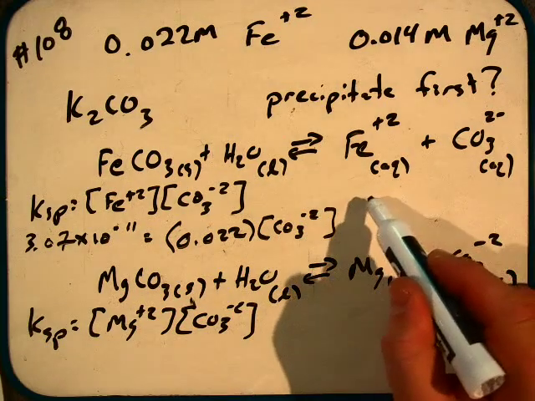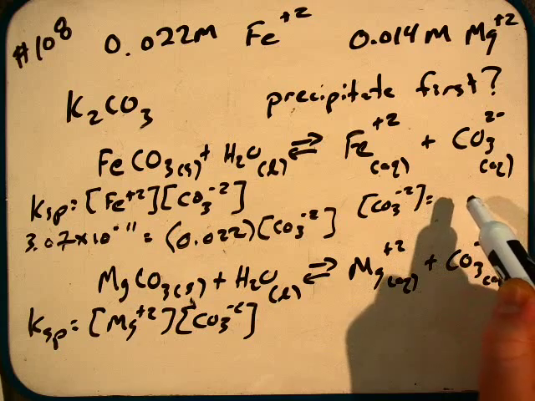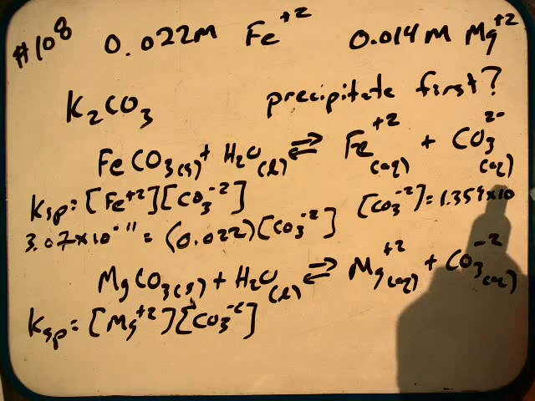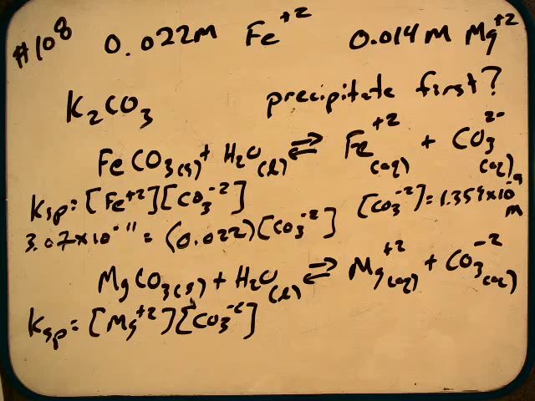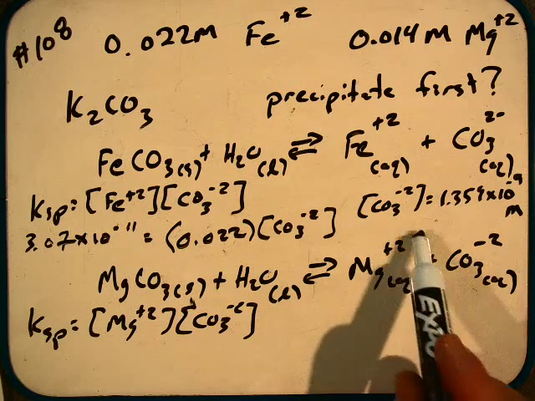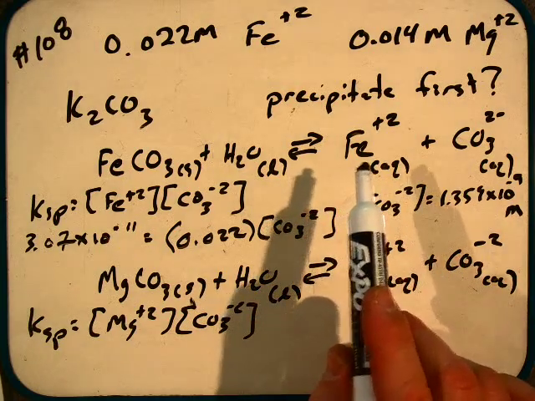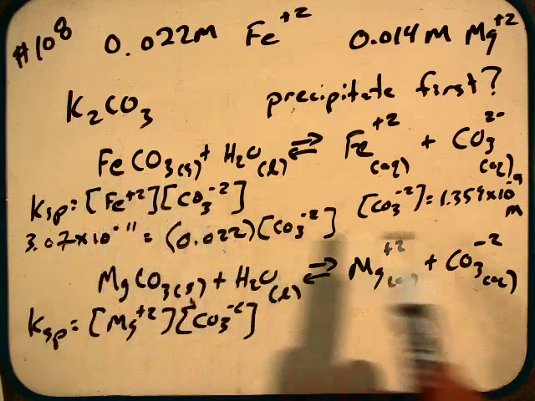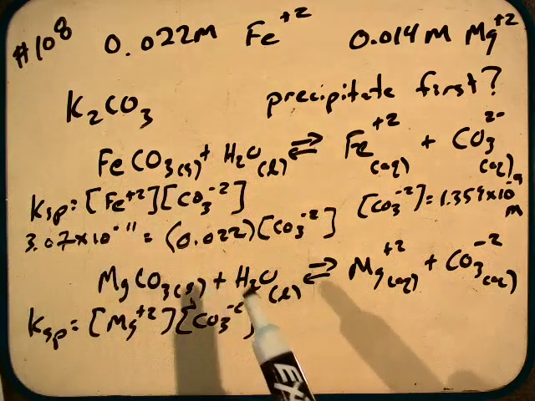We rearrange that, we can solve for our carbonate, and that is equal to 1.359 times 10 to the negative 9th molar. So that's our carbonate concentration required to cause the iron to precipitate as ferrous carbonate. So if we go above that concentration, we have precipitation occurring.